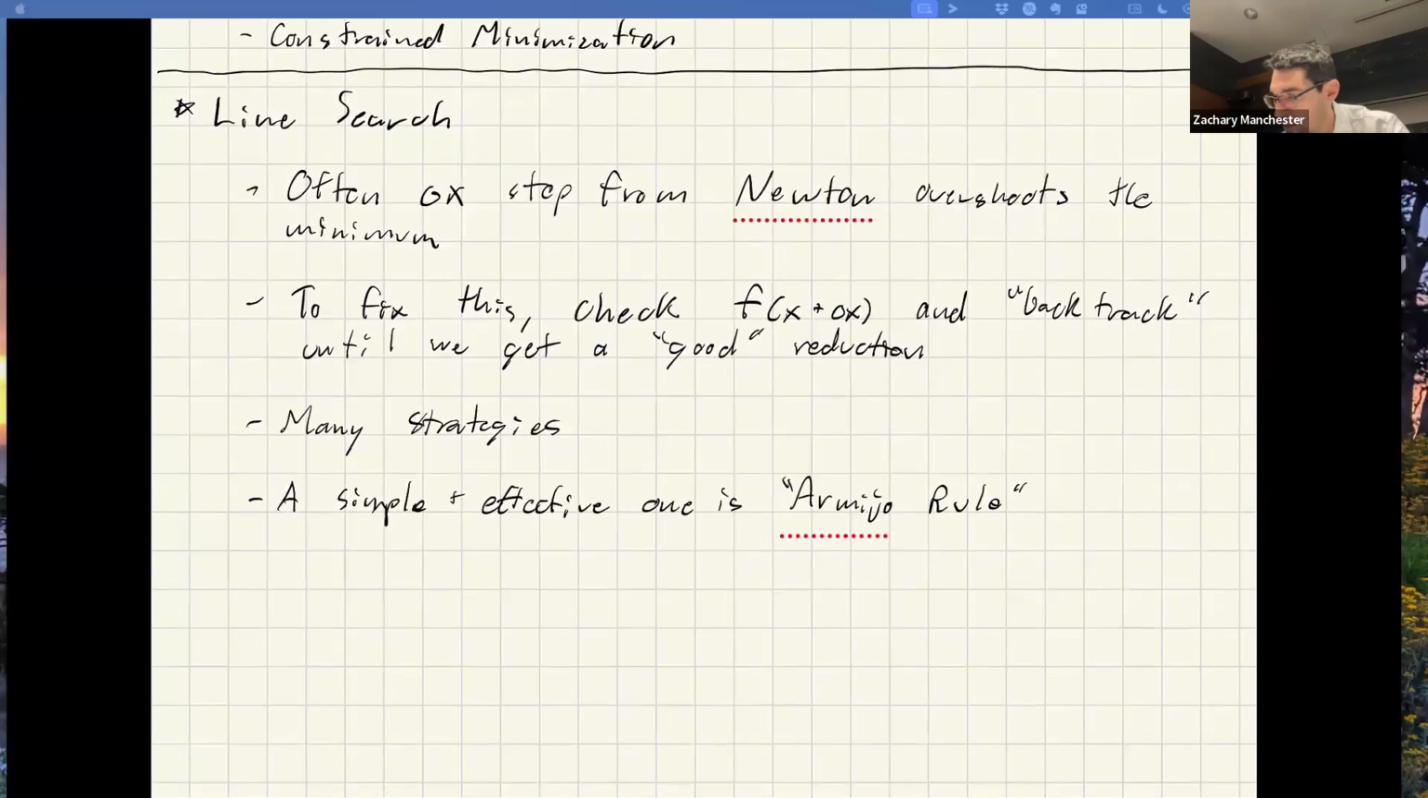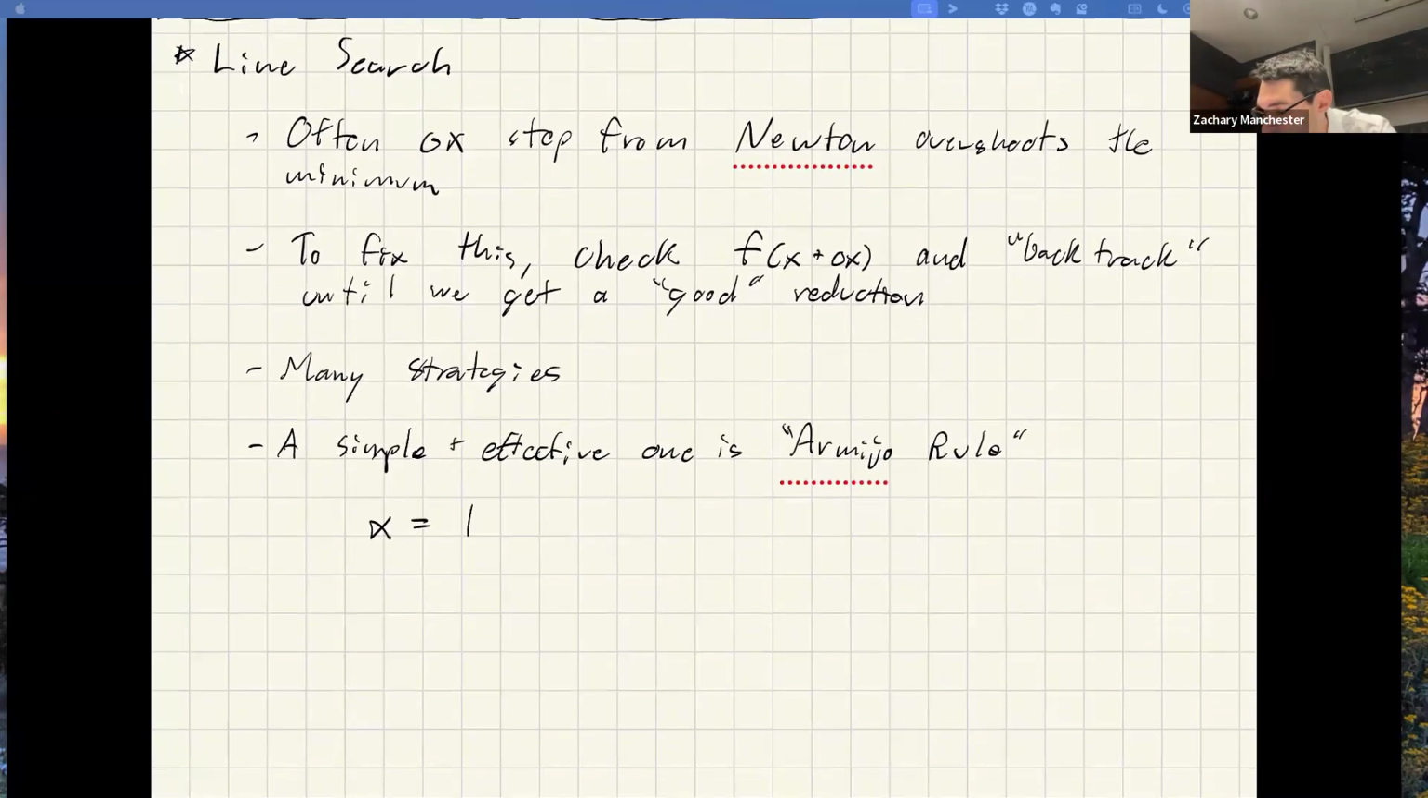And what this is doing is, okay, we start with some alpha that we set to 1. That's going to be our step length. And then we're going to do the following thing. I'll write this pseudocode style. We're going to check the new f at x plus, and we're going to plug the alpha in here, right? So alpha times delta x.